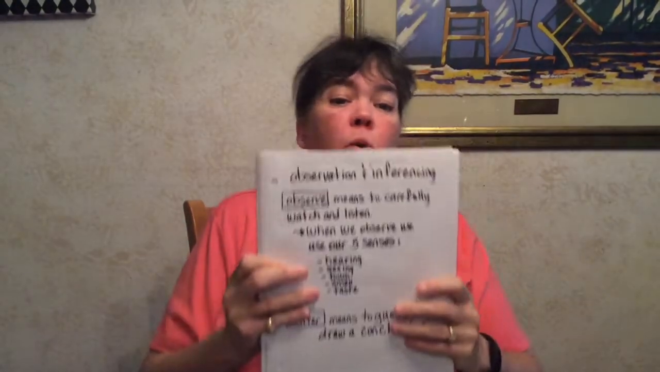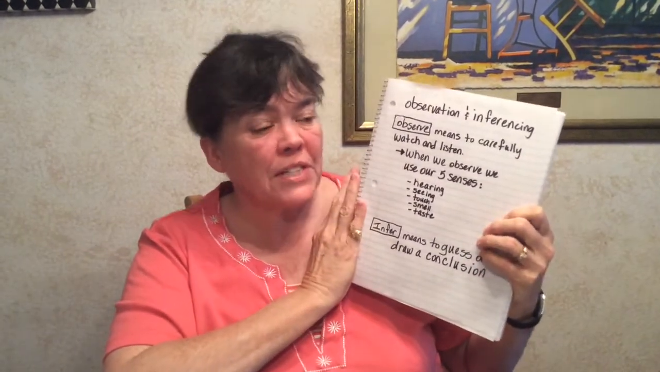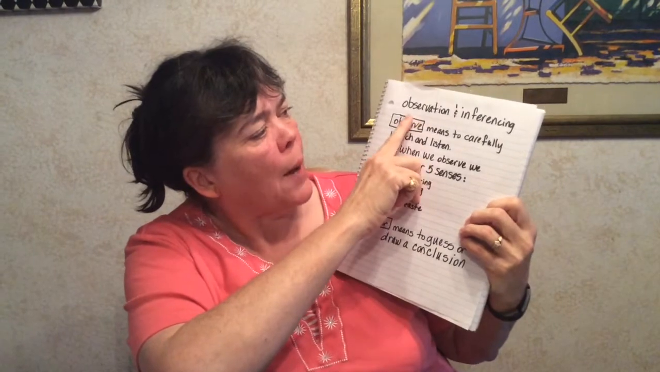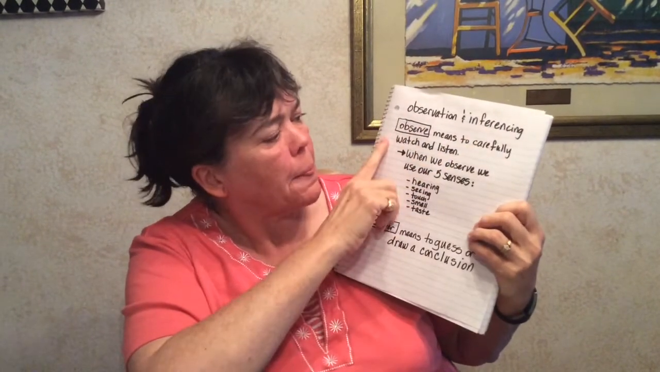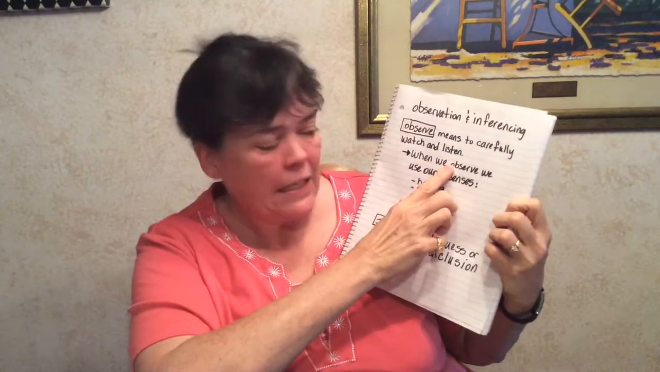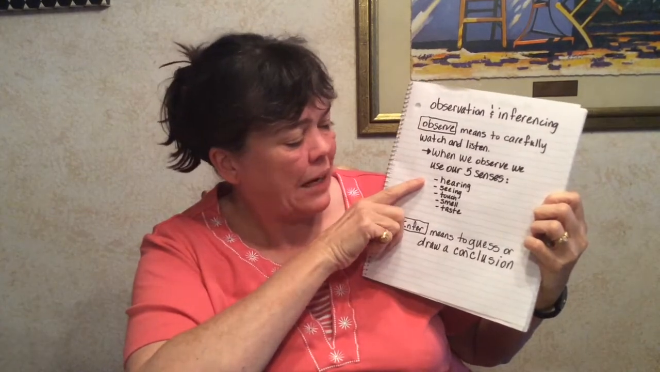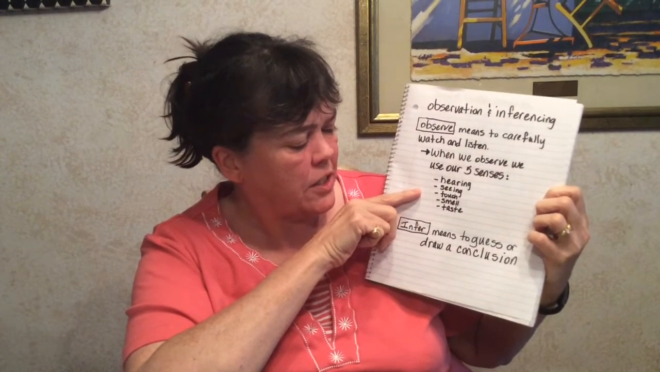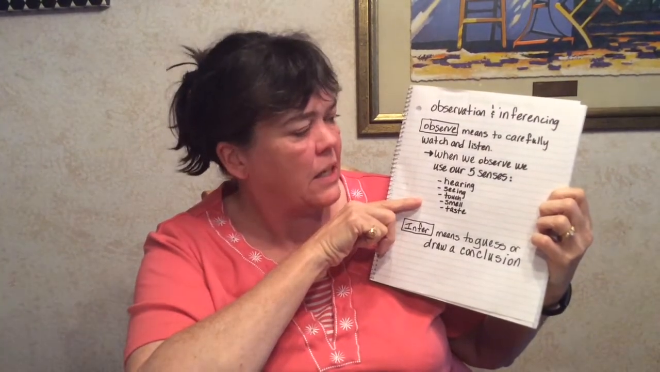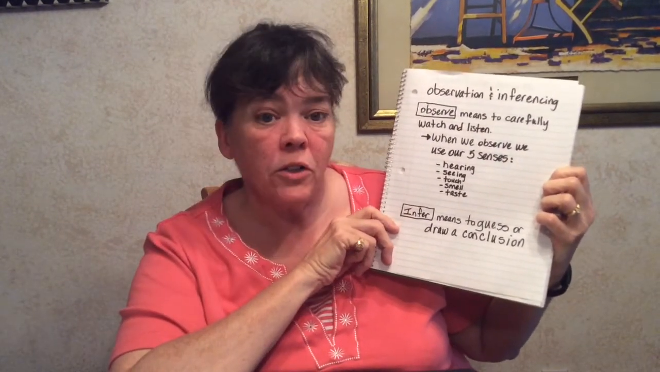First off, let's get your journal out, your spiral out again, and you're going to write down what an observation and what an inference is. So, observation and inferencing. To observe means to carefully watch and listen. When we observe, we use our five senses: hearing, seeing, touch, smell, and taste. When we infer, that means to guess or draw a conclusion.